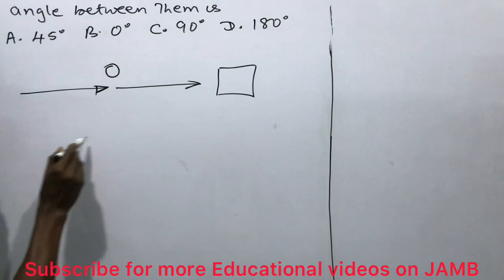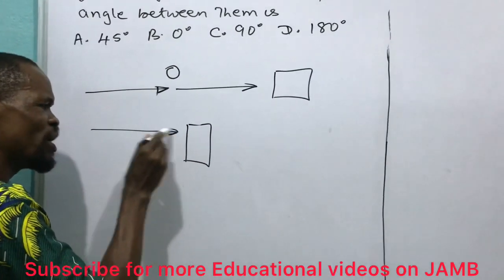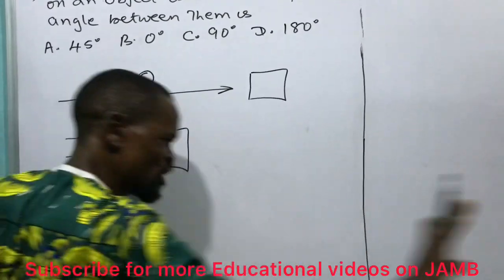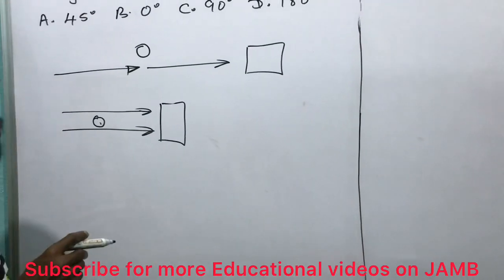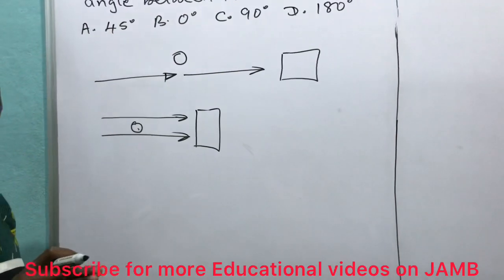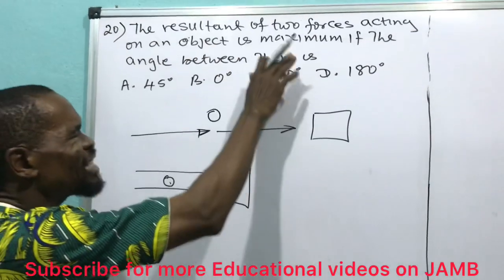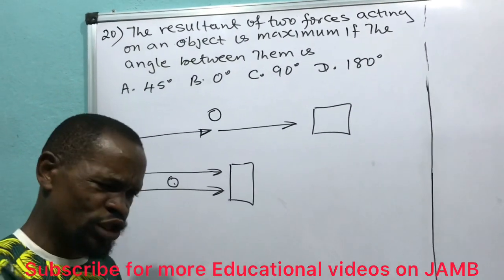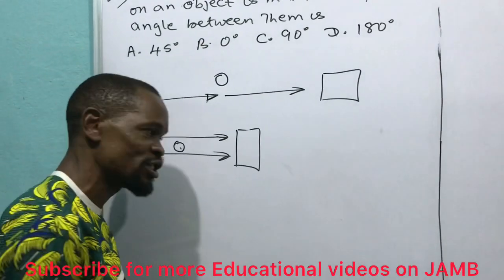When the two forces, look at this vehicle, we are pushing it now. I'm pushing it this way, this person is pushing it this way. So we are parallel to each other, pushing it straight. That means the angle between us is 0. So this is the condition for two forces to have a maximum resultant force: they must be in parallel. The two forces must be acting in parallel, which you call collinear forces.